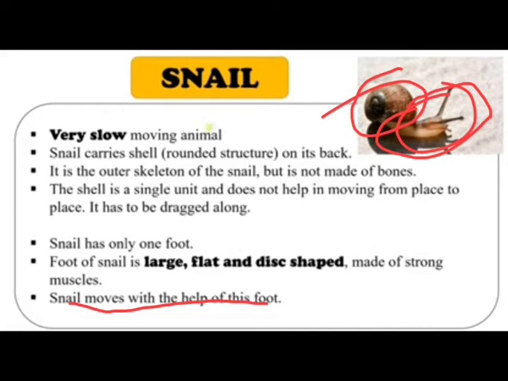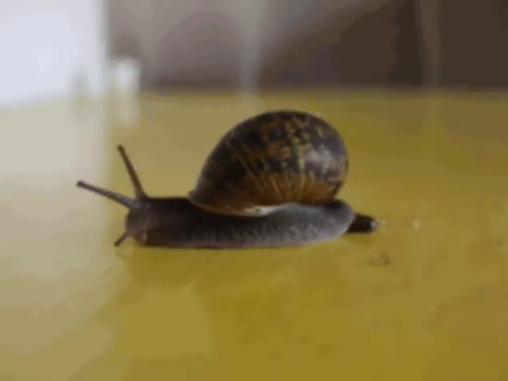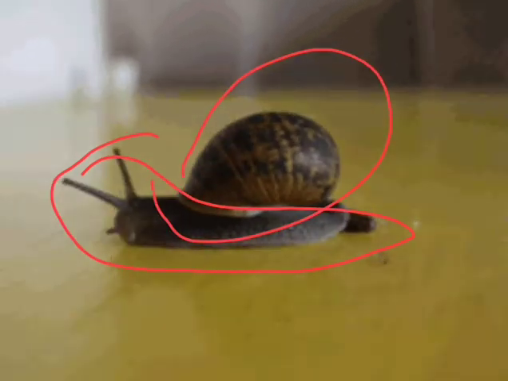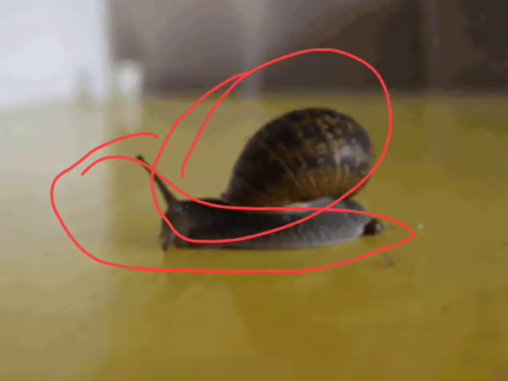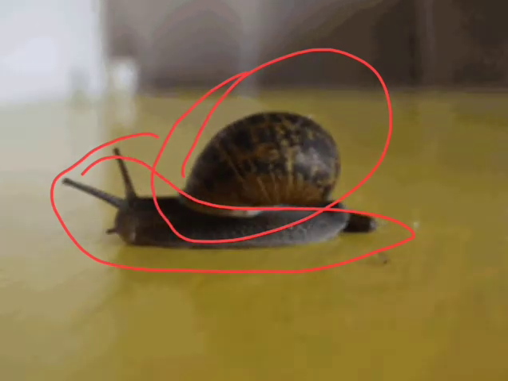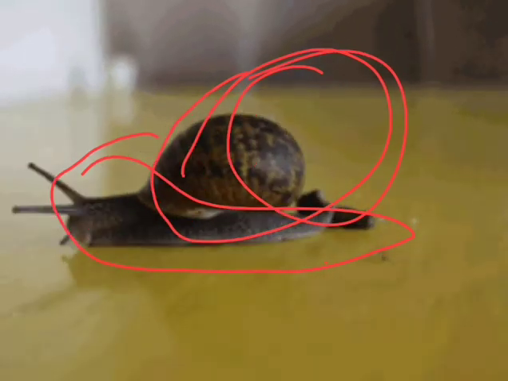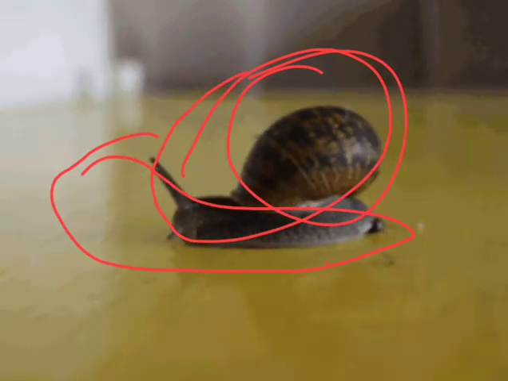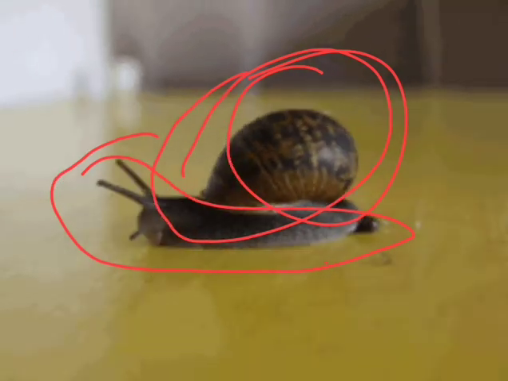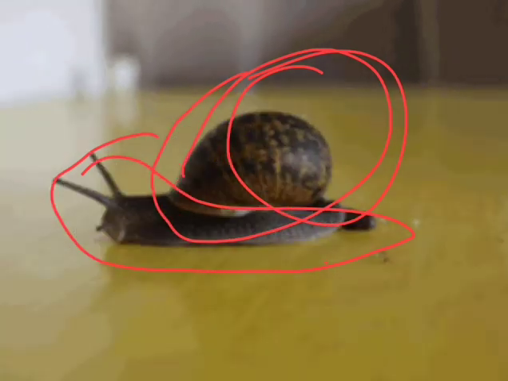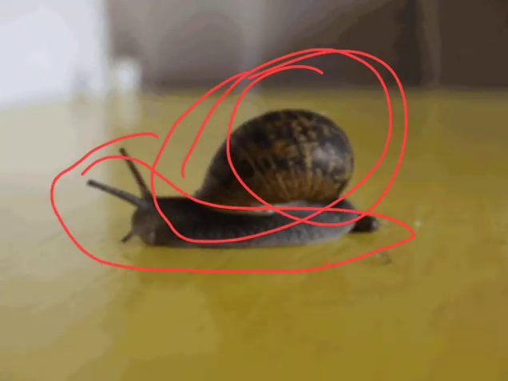Okay, now we will see how the snail moves. So this is the foot of the snail. This part is known as the shell or the outer skeleton. Okay, so the snail has a single foot, and this foot helps in the movement, but this outer skeleton does not help in movement, or this shell does not help in movement from one place to another. So this is how the snail moves from one place to another, by using their single foot. So this is the movement of snail. Now let's move forward.